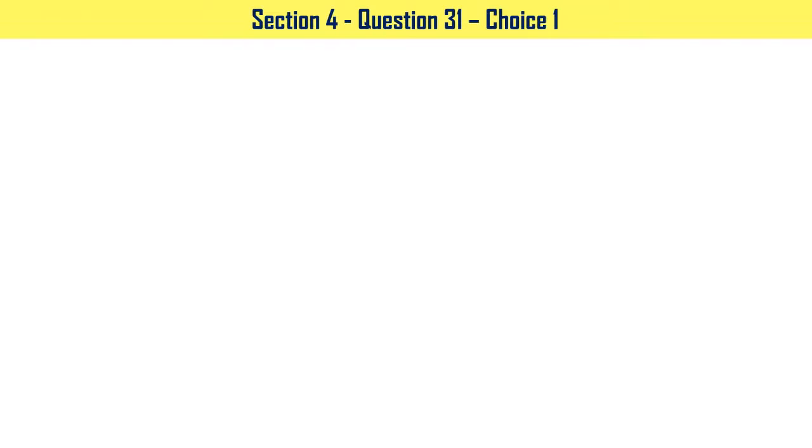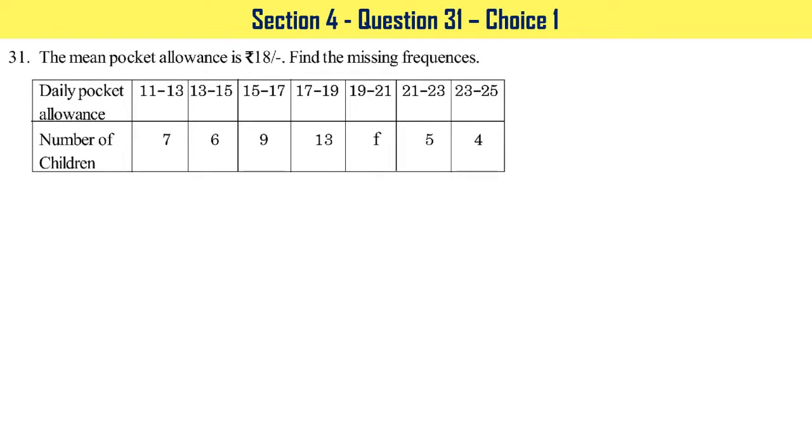Let's solve the next question. That is question number 31, choice 1. The mean pocket allowance is 18 rupees. Find the missing frequencies is the question.